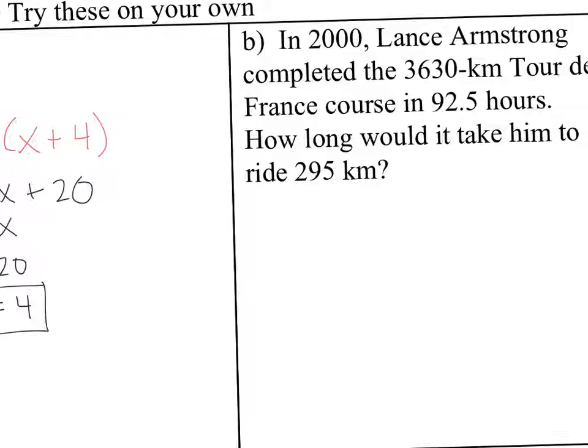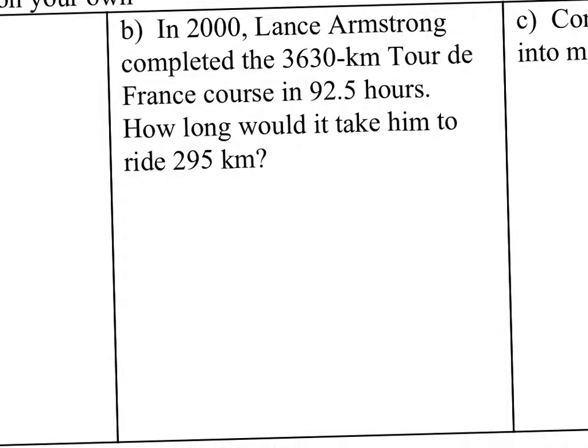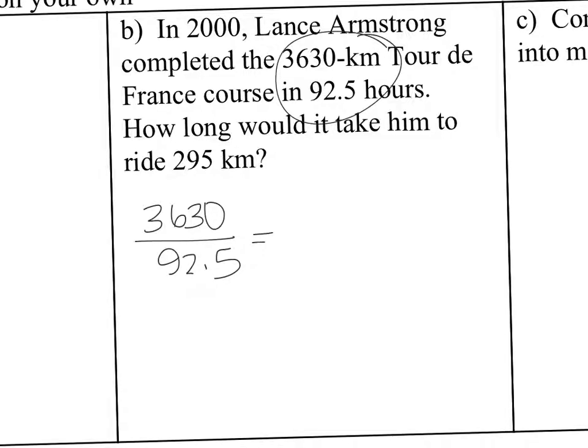And then B, in 2000, Lance Armstrong completed the 3,630 kilometer Tour de France course in 92.5 hours. How long would it take him to ride 295 kilometers? So if he kept the same speed, if the speed was proportional, no matter how many hours he rode. So I'm going to set up a proportion: 3630 over 92.5 equals, now since kilometers are on the top right here, I want to write kilometers on the top right here. So it's going to be 295 over x.